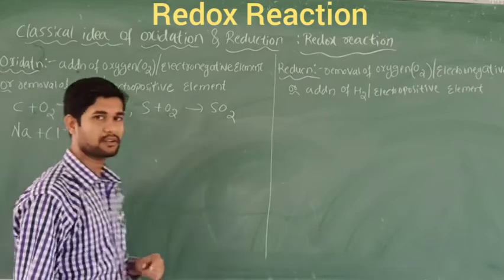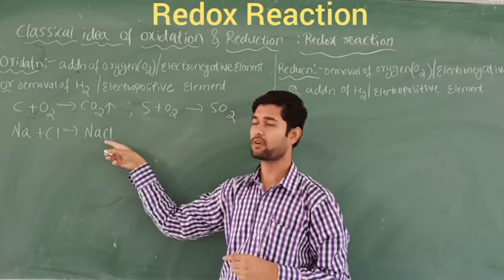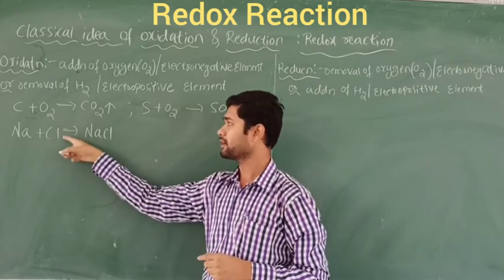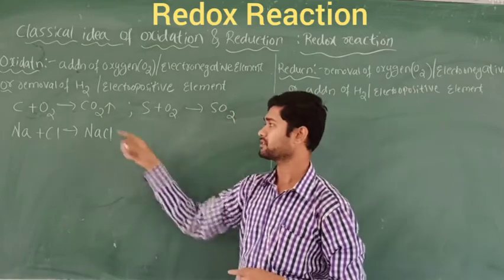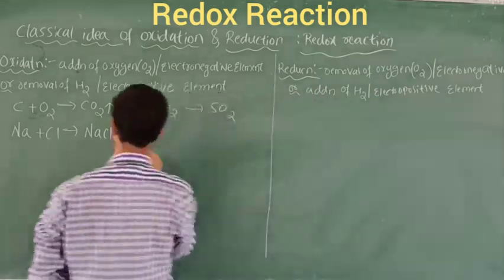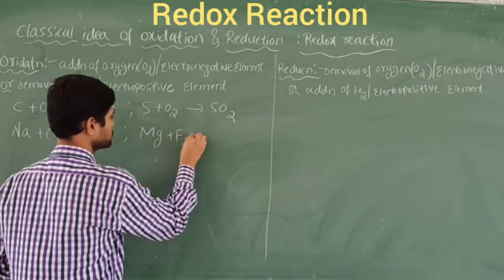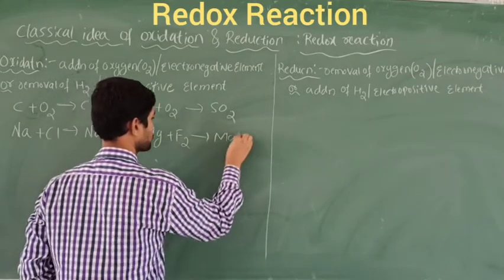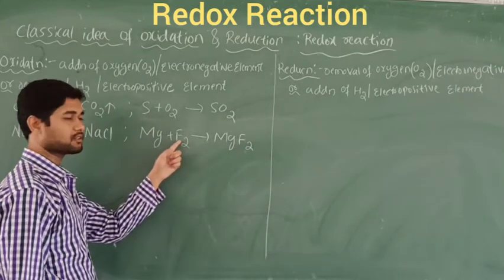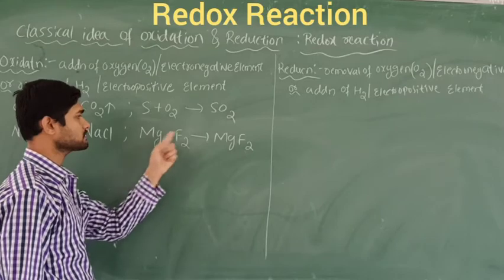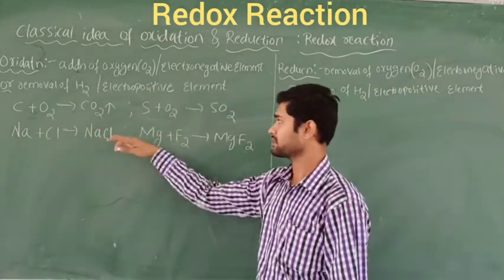Of course, an ionic bond will be there, but this is one type of reaction. This is called addition of an electronegative element to the substance, sodium metal, and it is an oxidation reaction. One more example: magnesium plus F2 forms magnesium fluoride, MgF2. Once again, we add an electronegative element to the substance, and we call this an oxidation reaction. So this is one set of definitions.